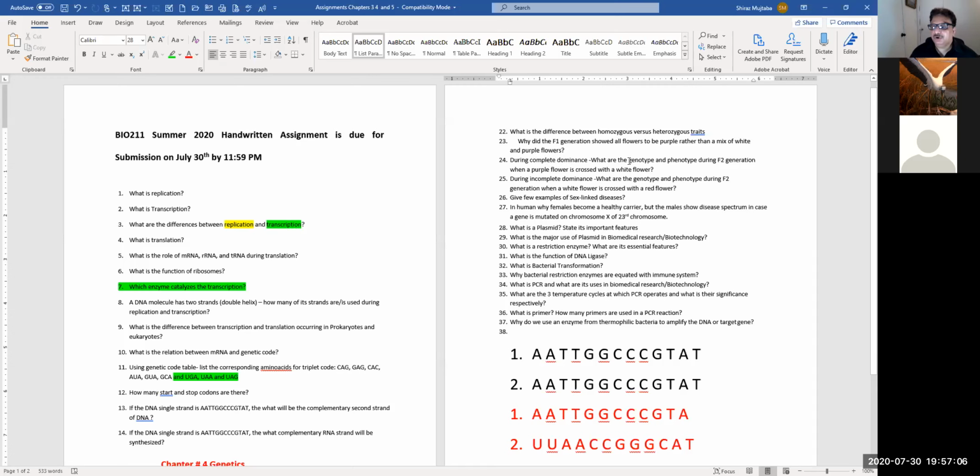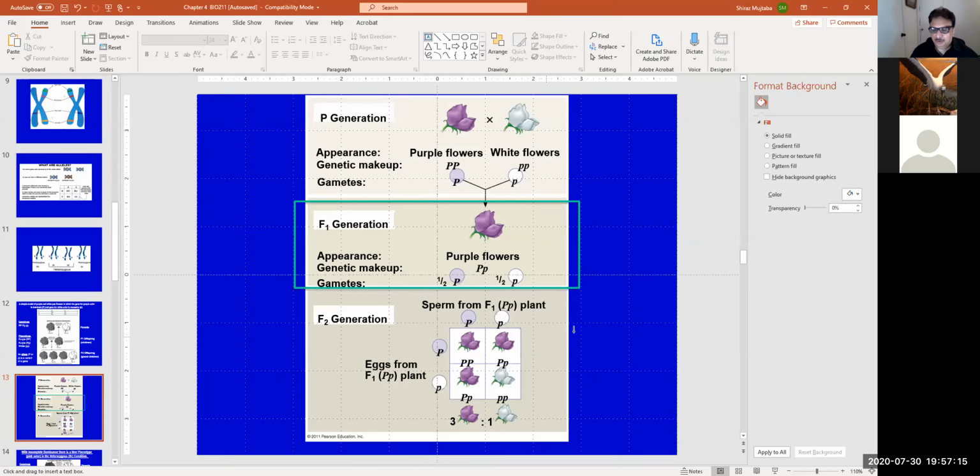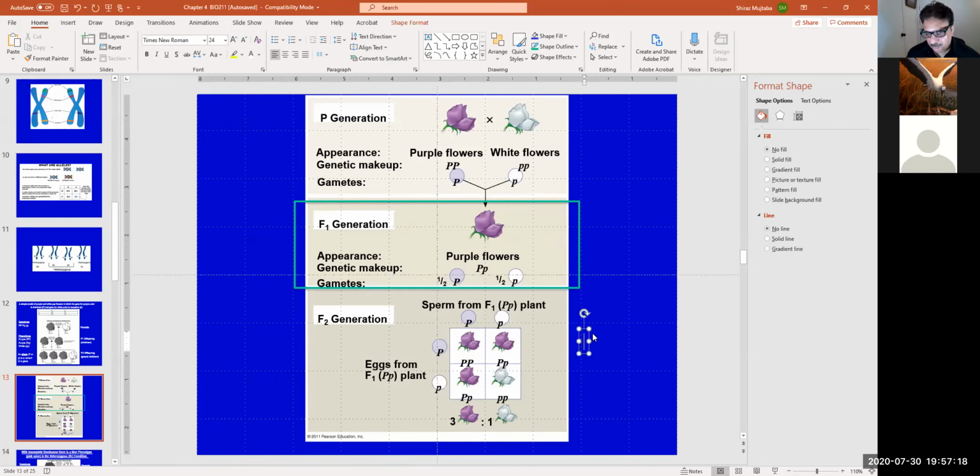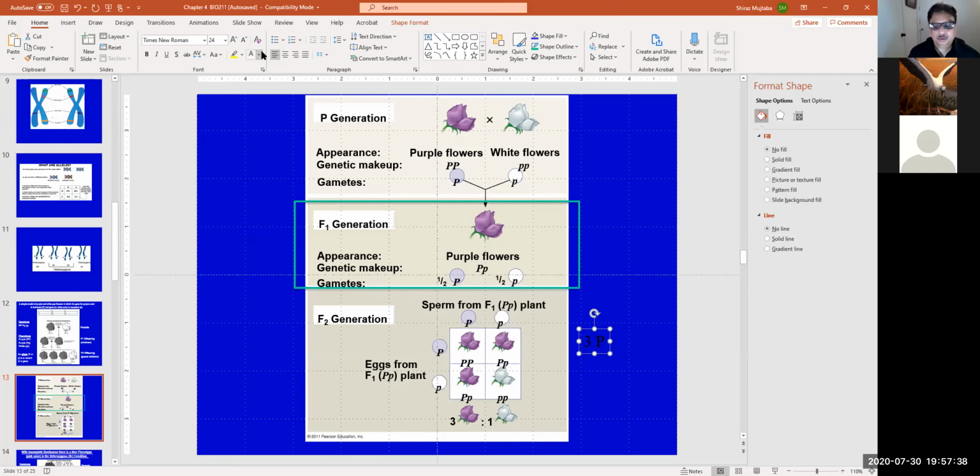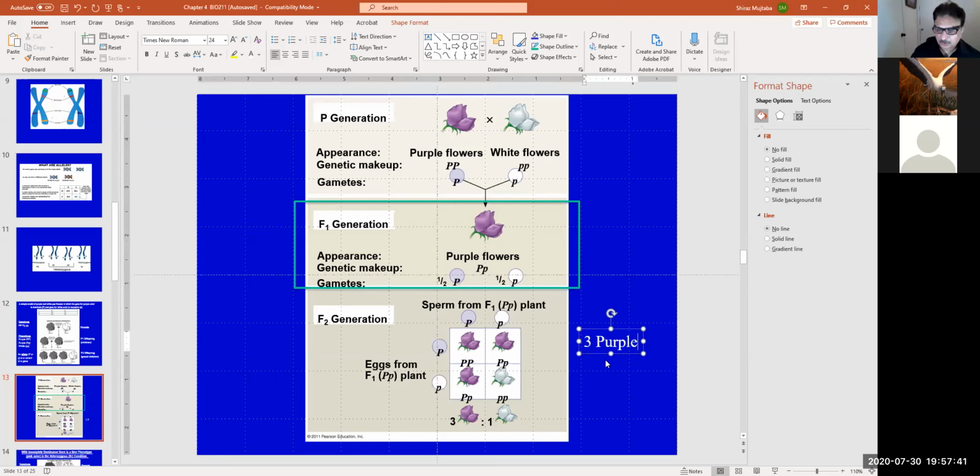During complete dominance, what are the genotypes and the phenotypes? Pay attention. Phenotype means visually, the physical appearance. So what do you see here as a visual? There are four squares here, and the four squares have 3 purple and 1 white flower in this F2 generation. So the phenotypic ratio is 3:1.